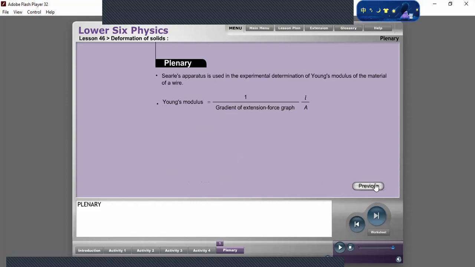Searle's apparatus is used in the experiment to determine Young's modulus of the material of a thin wire. The conditions are that we use a thin wire and a long wire. Young's modulus is equal to 1 over the gradient of the extension against force graph, times L, the original length, over the cross-sectional area of the wire.